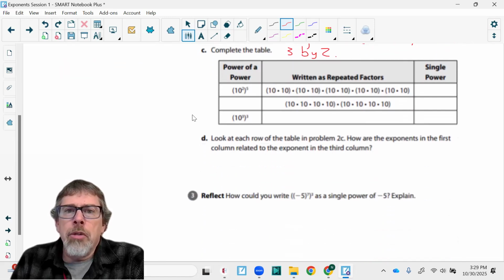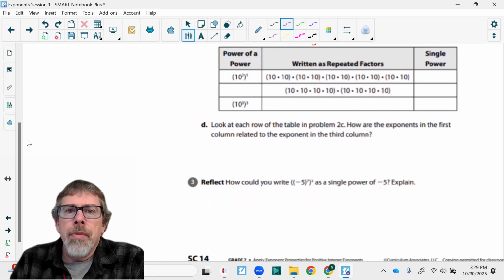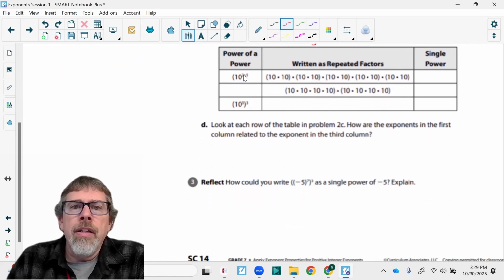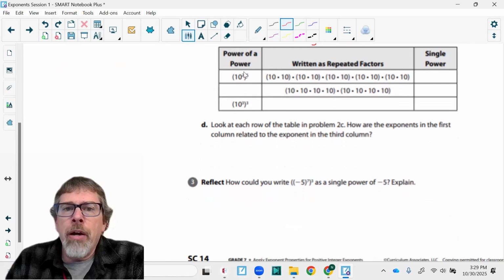So part C says complete the table. We have 10 to the second power to the fifth power. So they have 10 twice grouped together. 10 squared is 10 times 10, and then we wrote it 5 times. Single power is, well, how many 10s are there now? 1, 2, 3, 4, 5, 6, 7, 8, 9, 10. So this is 10 to the 10th power.